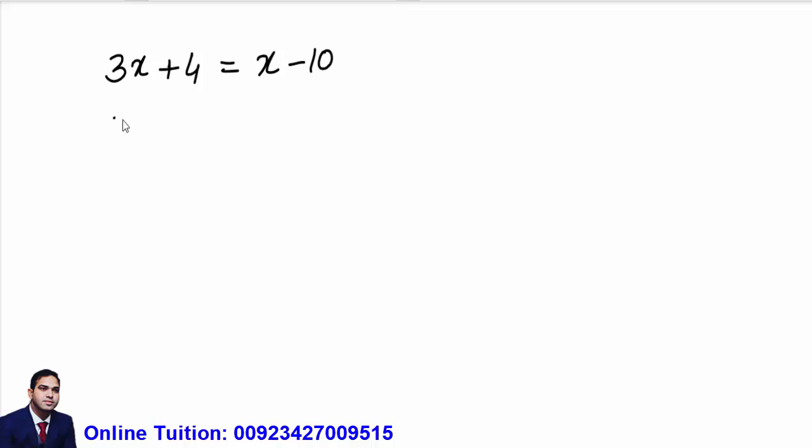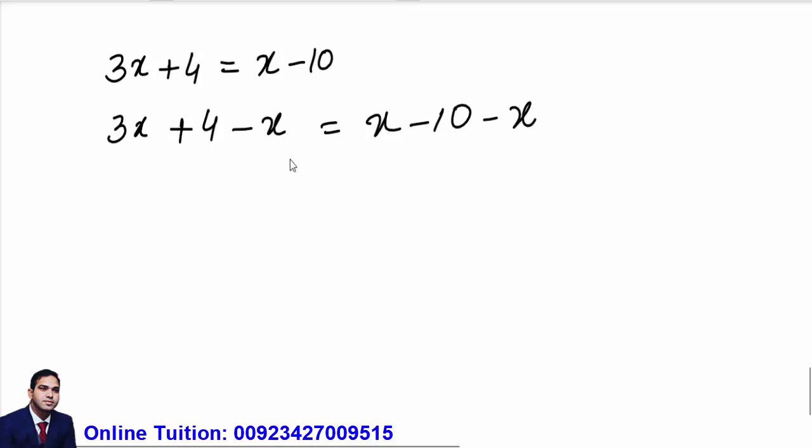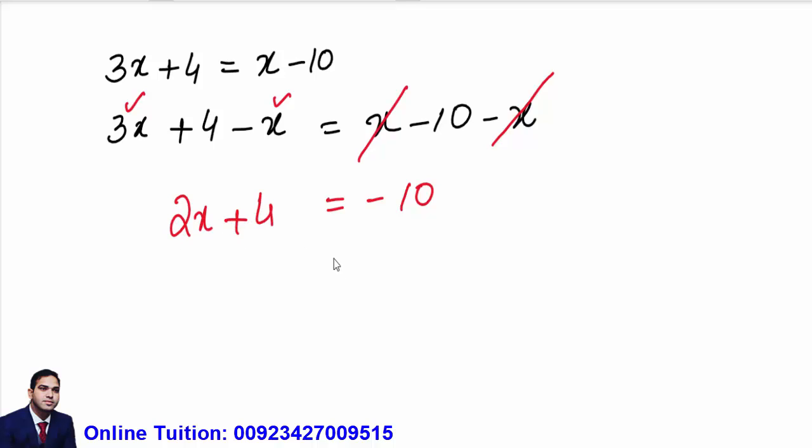First of all, 3x + 4 = x - 10. You have to subtract x on both sides, and after that this will be cut off, and this is -10, and this 3x - x is equal to 2x + 4.